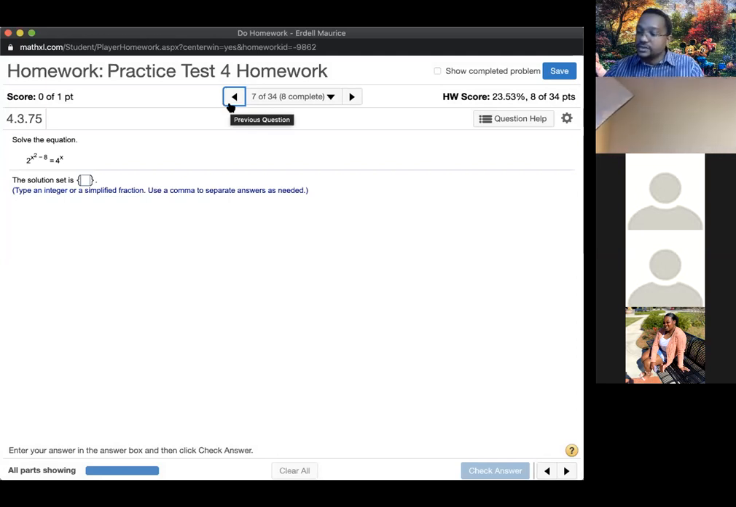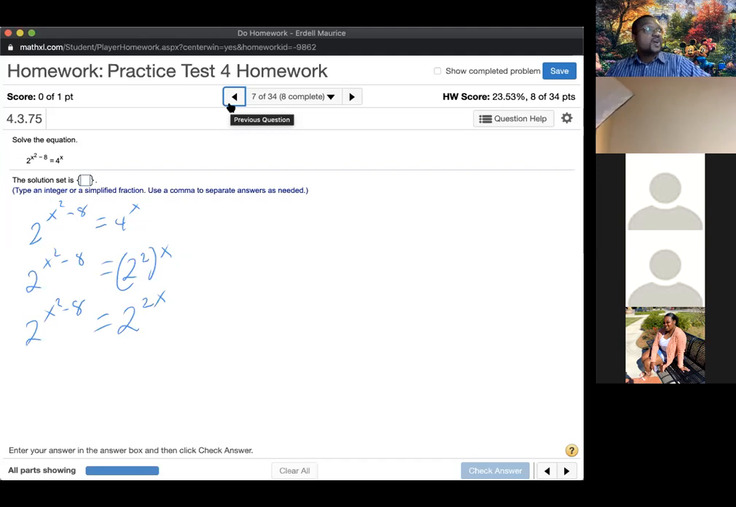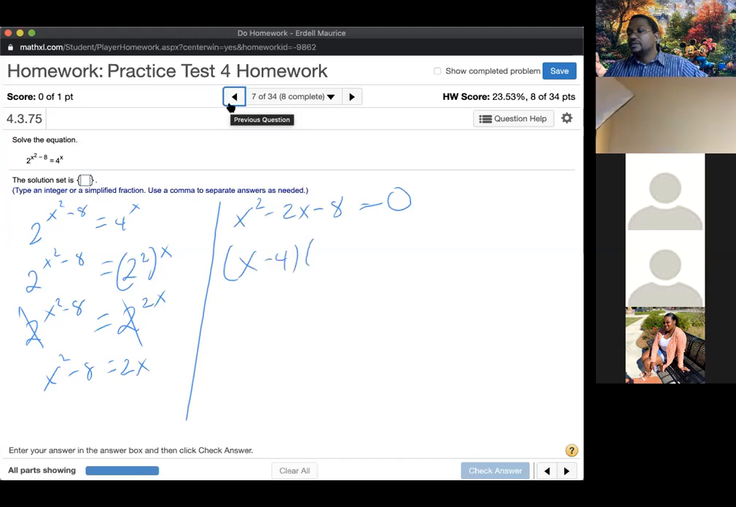Solve the equation. 2 raised to the x squared minus 8 is equal to 4 raised to the x. Are the bases the same? No, they're not, but I can change the 4 to 2 squared. When you have a power to a power, you multiply. So that's 2 raised to the x squared minus 8 is equal to 2 raised to 2x. Now the bases are the same, so I can cancel them. I can break out my ninja star and get rid of them like so. And I have x squared minus 8 is equal to 2x. I take the 2x over to set the equation equal to 0. And so this factors into x minus 4, x plus 2. So x is equal to 4, x is equal to negative 2.